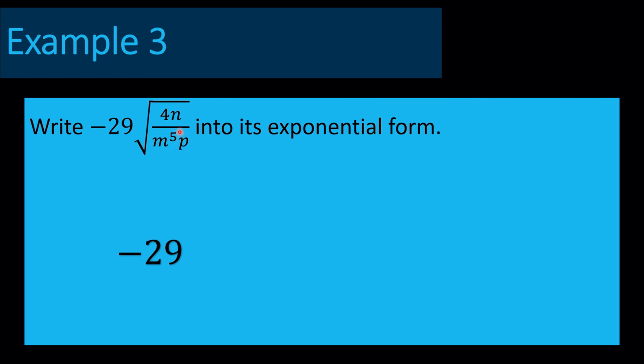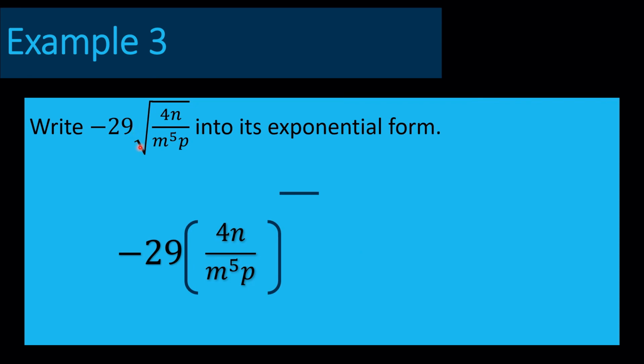Now, you look at the radicand. 4n over m to the power of 5 and p. Common exponent is just 1 for our variable. So it means we need to copy everything. So, copy everything. We have 4n over m to the power of 5 p. And then, we enclose that in parentheses to make it more beautiful. And then, we draw the horizontal bar for our fraction.